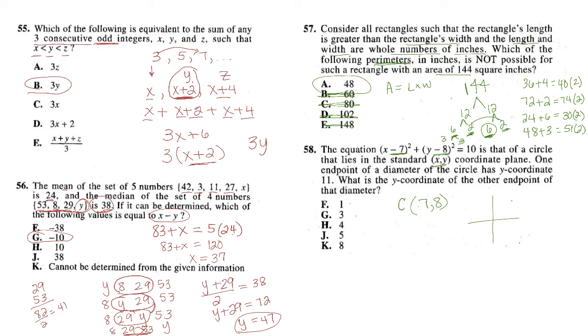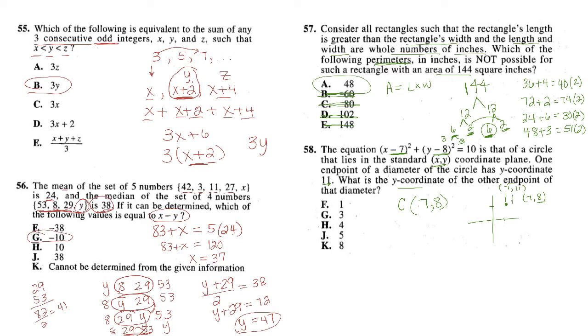And let's go ahead and plot this. We're going to go over 7, up 8. So we have the point here, 7, 8. And one endpoint of the diameter of the circle has a y-coordinate of 11. So we're going to have to move up, and the other end of that diameter is 11. Now we know this is going to be 7, 11, because our x value stayed the same, and our y value changed to 11, and it wants to know what's the y-coordinate of the other endpoint.